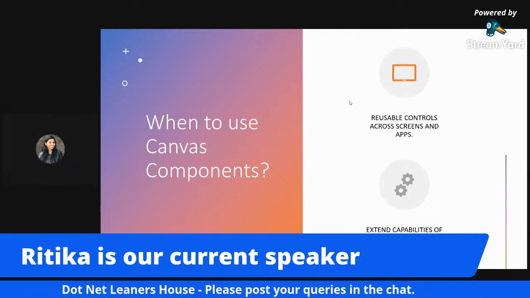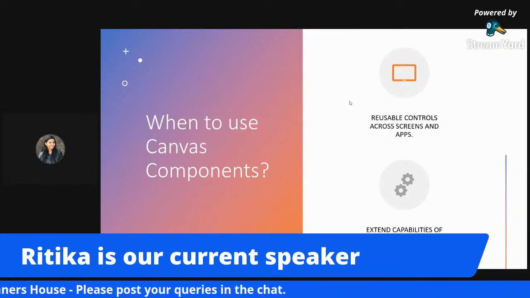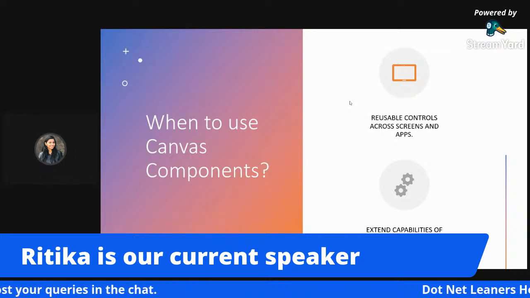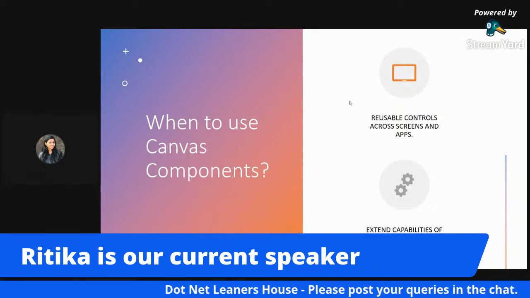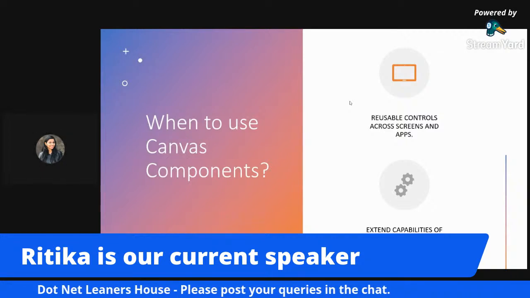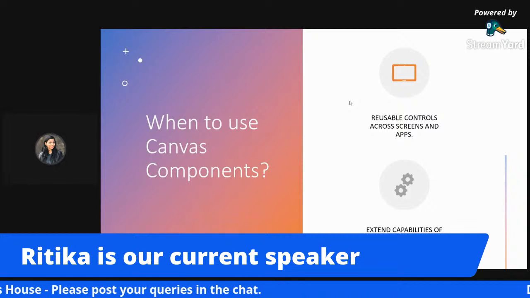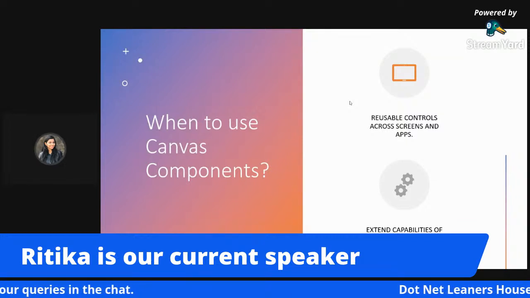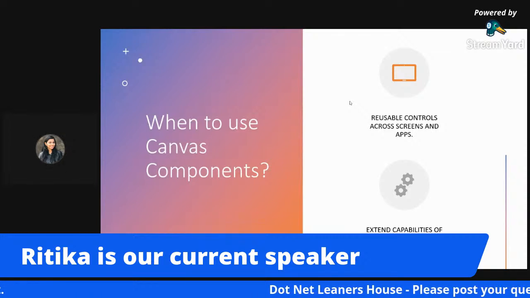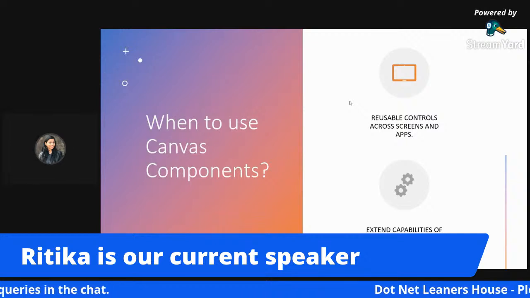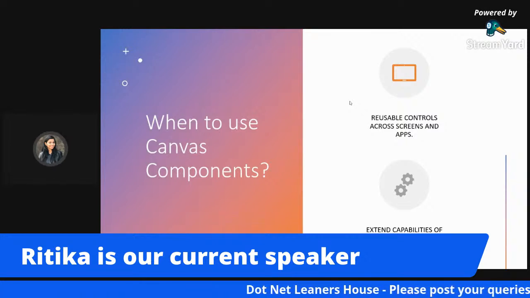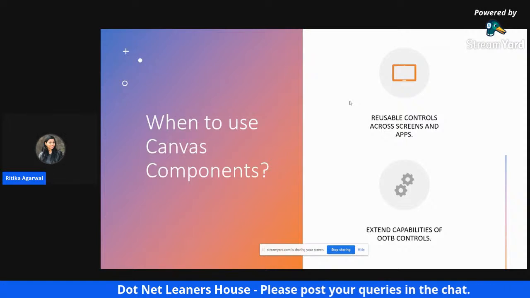Now, how do we decide when to use Canvas components? I have already given you a few examples of how Canvas components work and what their uses are, but if I want to use a Canvas component, what is the difference between a Canvas component and any other control which is available in the studio? First thing, it is reusable. You can use it at any number of places. And if you create variables inside of it, they will be specific to the component. They will not be applicable throughout the screen or the application.